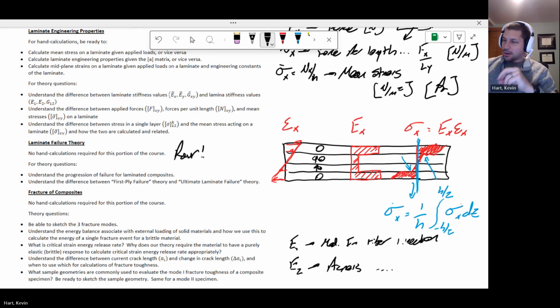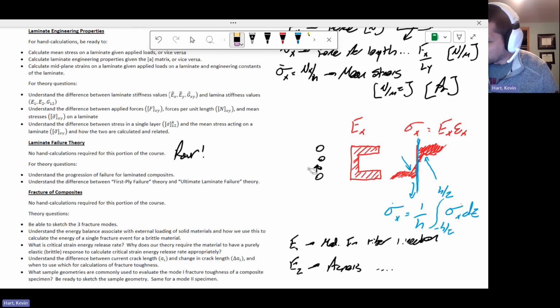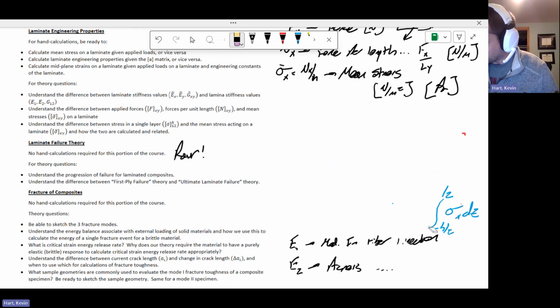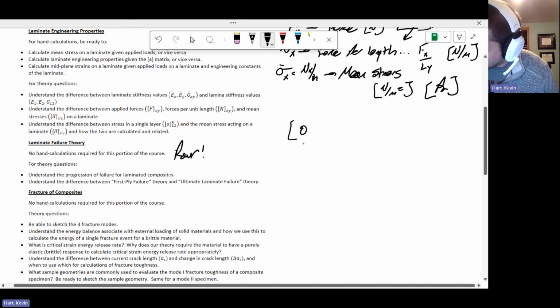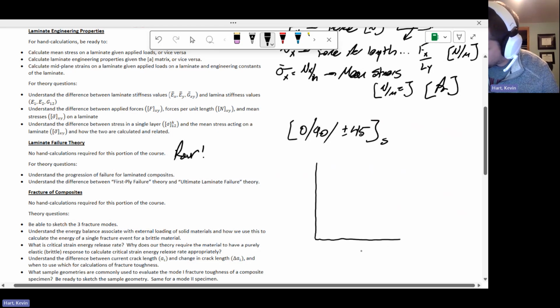All right. However, you do have to understand some general theory about laminate failure. So let's get into that. For theory questions, first, understand the progression of failure for laminated composites. We talked about this as the very first thing when it came to laminate failure theory. If I have, let's say, a 0, 90, plus minus 45 symmetric laminate, what's that load displacement curve, or stress strain curve, going to look like if I test this? You can look at it either way. Let's do this just uniaxially loaded. So what's going to happen?